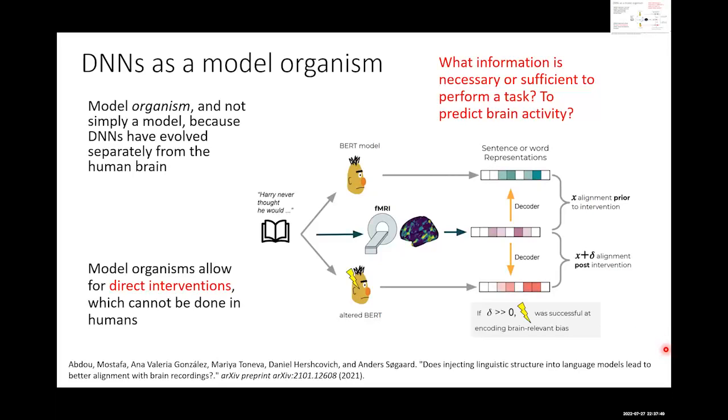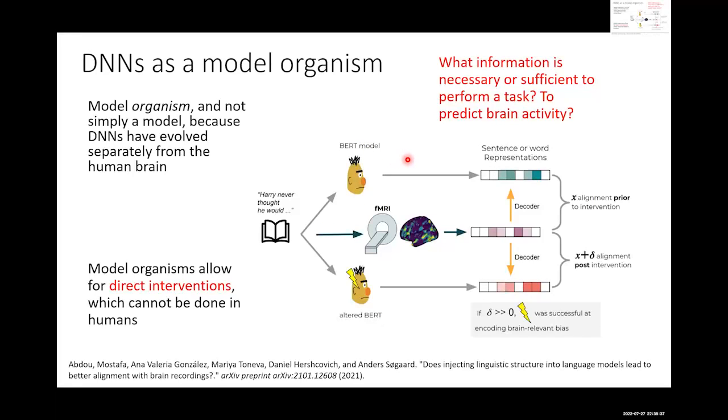So I just wanted to mention one more thing because this is, again, very near to my heart, which is to look at deep neural networks as a model organism for different cognitive functions. And the reason why I say model organism and not just a computational model is because these deep neural networks were not created to model the brain, right? They are created to do some kind of other task. And so I don't quite think of them as computational models of specific cognitive functions. I think of them as separate entities that we can use to investigate some necessary or sufficient information for performing specific tasks.